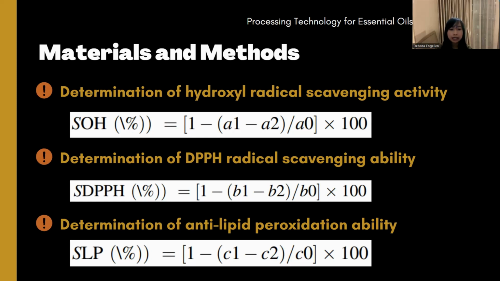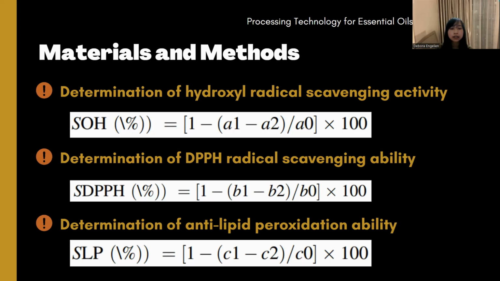the reactions. And then the reaction was carried out in a water bath at 37 degrees Celsius for 30 minutes. And then the absorbance of the reaction solution was measured at 510 nanometers using distilled water as a blank control and VC as a positive control. And hydroxyl radical scavenging activity was calculated according to the following equation, as on the screen.